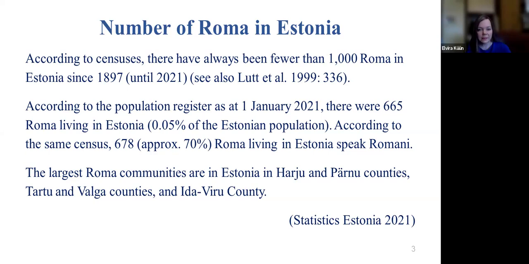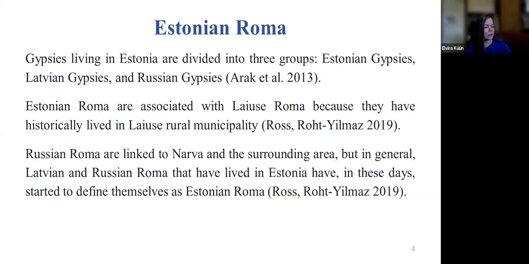Eestis elavad mustlased jaotatakse kolme rühma: Eesti, Läti ja Vene mustlased. Eesti romad seostuvad laiuse romadega, sest nad on ajalooliselt elanud Laiuse vallas. Vene romasid seotakse Narva ja selle lähipiirkonnaga. Kuid üldiselt on tänapäeval Eestis elavad Läti ja Vene romad hakanud end samuti Eesti romadena määratlema.